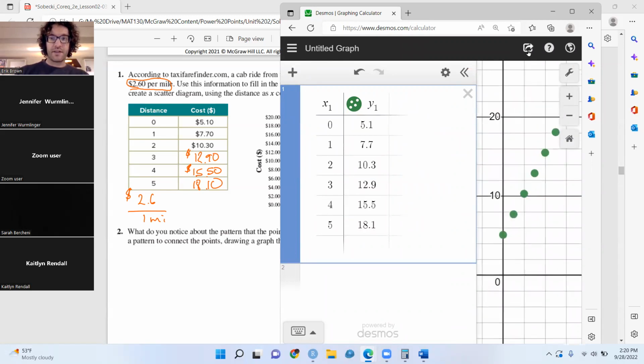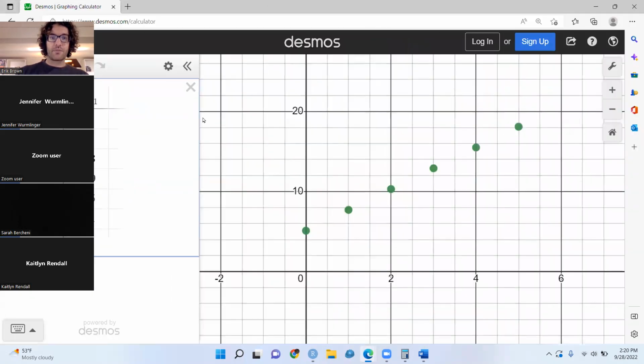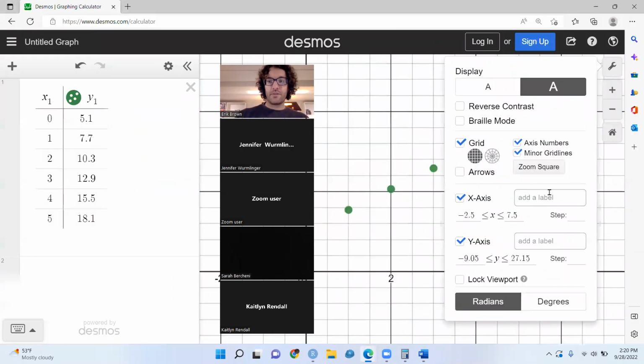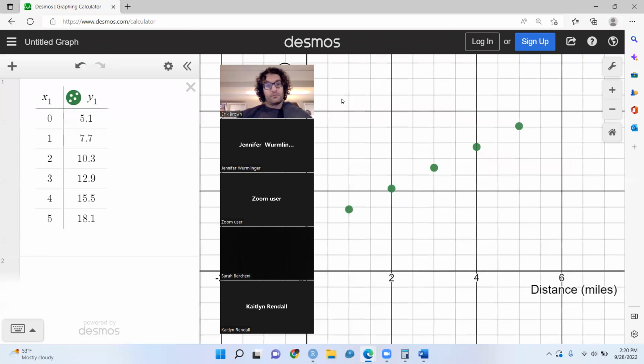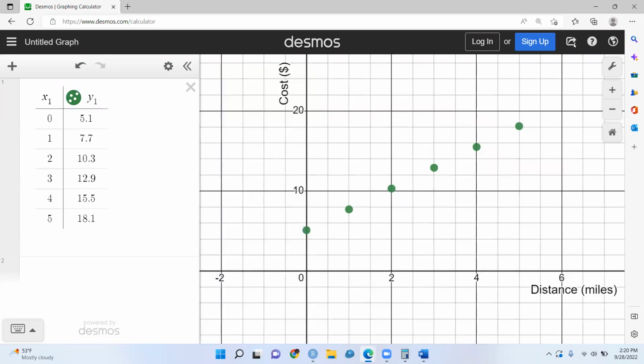And then my zoom fit. And here's my nice picture of my graph. I might even put in here that the x-axis was distance and the y-axis was cost. And this was in miles and this was dollars. What does that graph look like to you?